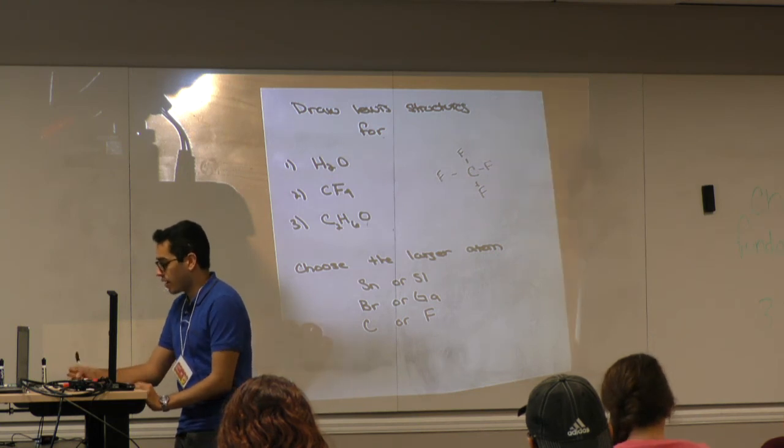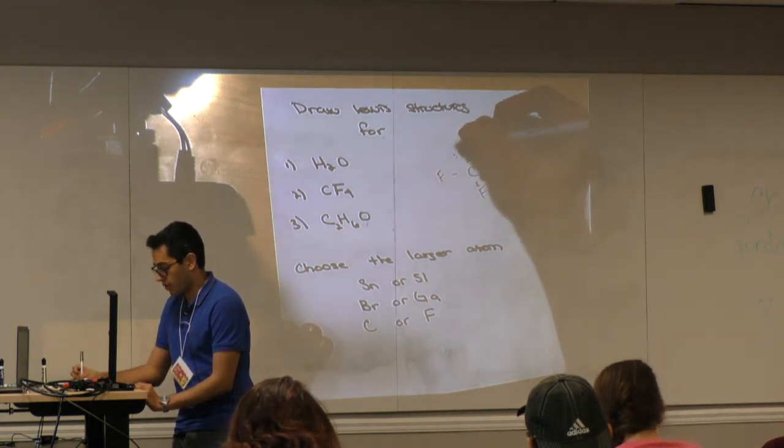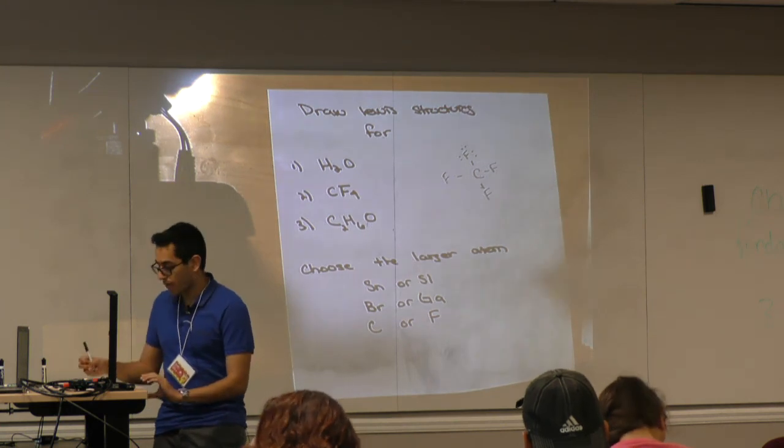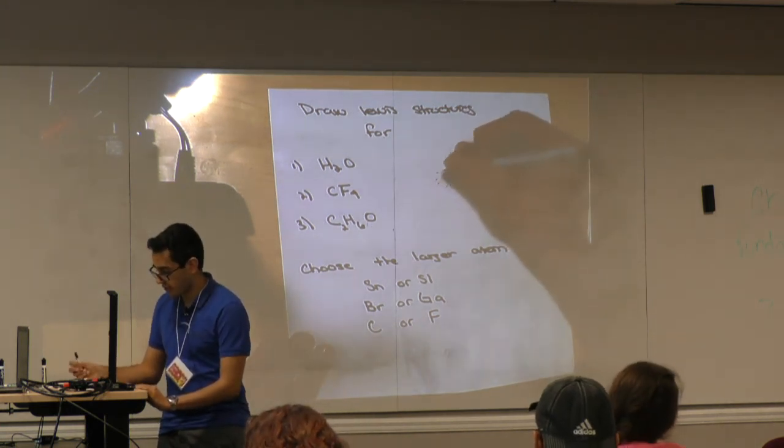So we're going to add another 6. 1, 2, 3, 4, 5, 6. And you do that for all of it. And that would be the Lewis structure for that.